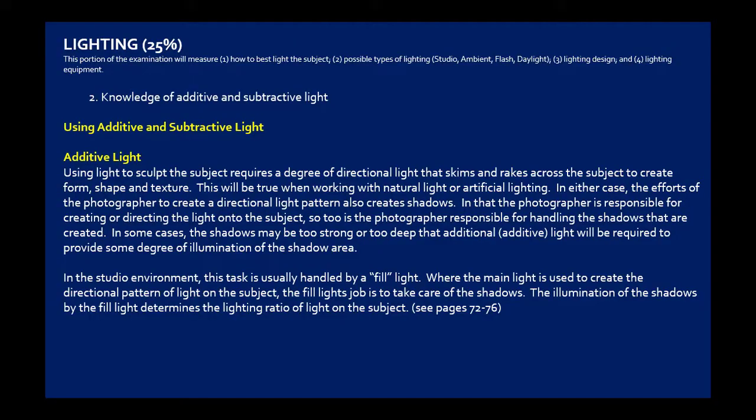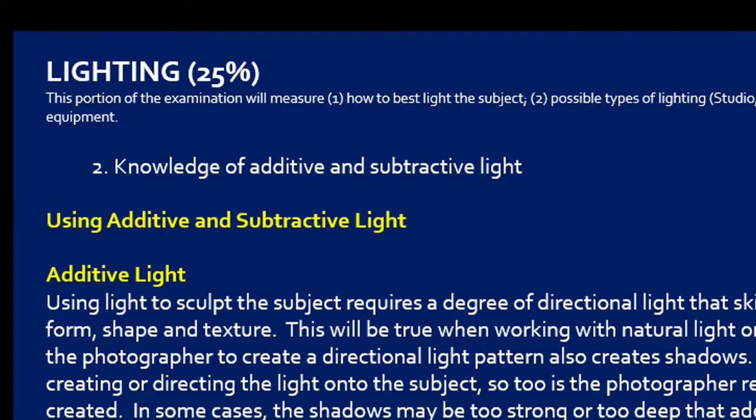Alright, on to section 2, and we've already talked just a little bit about it already. Section 2 says, knowledge of additive and subtractive light. Additive light is simply in the situations where you are introducing a secondary light source to illuminate your subject or the scene. Maybe it's because you're wanting to correct some deficiencies in the main light or the ambient light. Maybe it's because you want to increase the illumination on the shadow side because the shadows have gotten too deep. In any situation where you're adding light to the environment, that would be an additive light scenario.